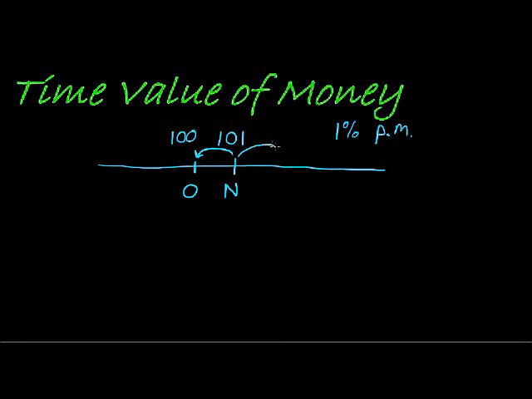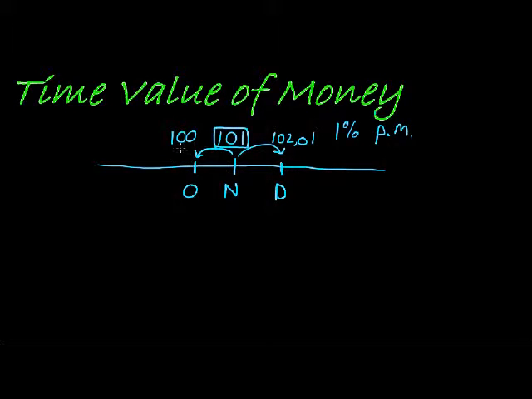In another month it will earn another 1% interest on this amount, which means the new amount will be 102 Rand and 1 cent. It will earn 1 Rand and 1 cent. So now it will be 102 Rand at the end of December.